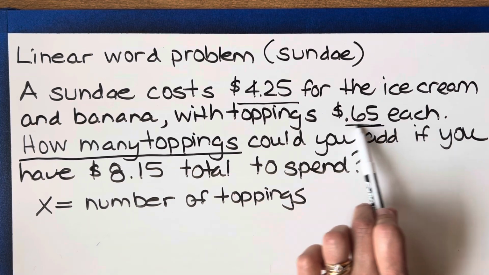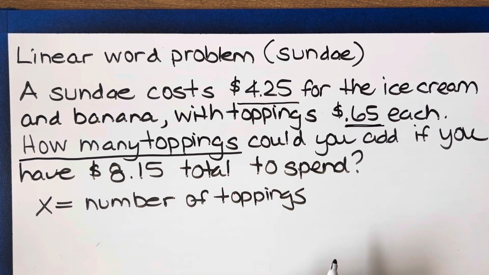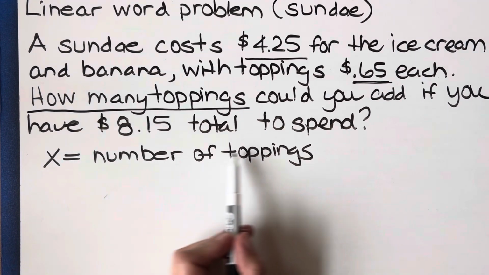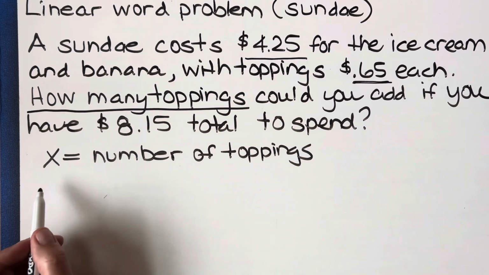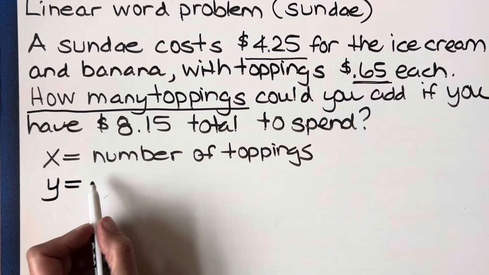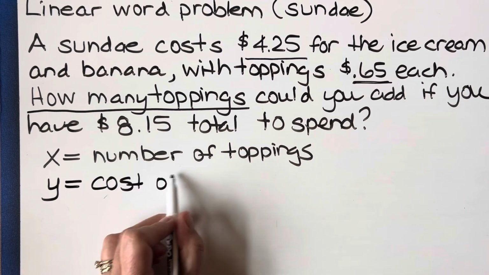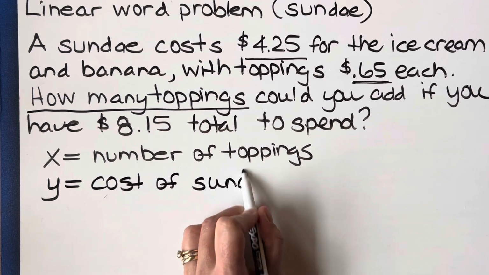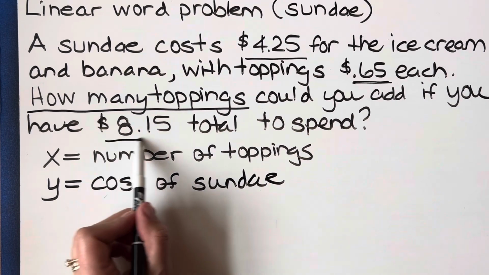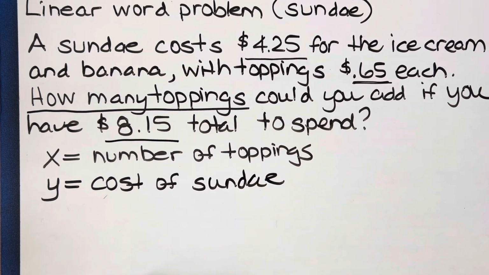So this is the number where we can control how many toppings we want. That's our independent variable, which is our X. So when I set up my equation, I know that X is the number of toppings, and then Y, which is after I pay for my sundae, pay for my toppings, that's the total cost of the sundae. And assuming that we want to spend all of our money, that number is the $8.15.